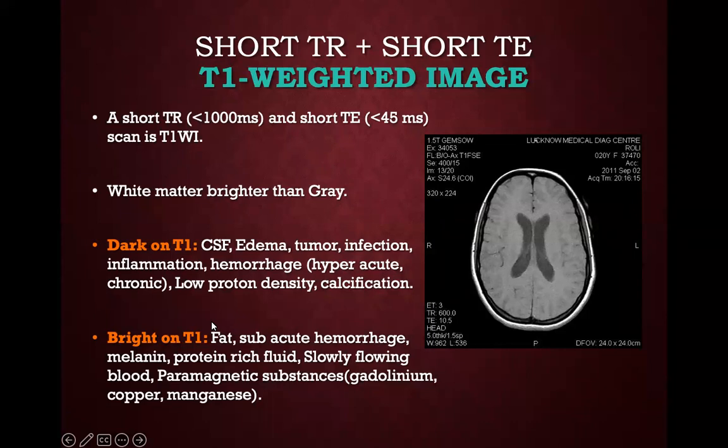What is bright on T1? Remember, they ask you these questions very, very commonly. Fat is bright, hemorrhage blood is bright, melanin is bright, protein-rich fluids, if it's an abscess or a tubercular abscess, will be bright. Slow-flowing blood, paramagnetic substances, why I'll tell you later. And copper and manganese will be bright.